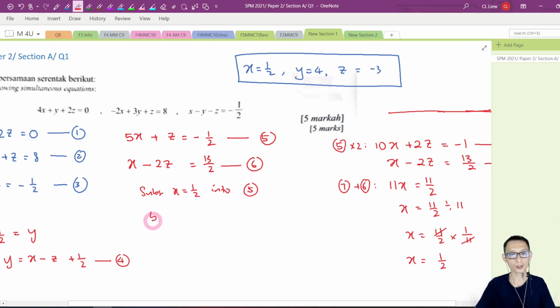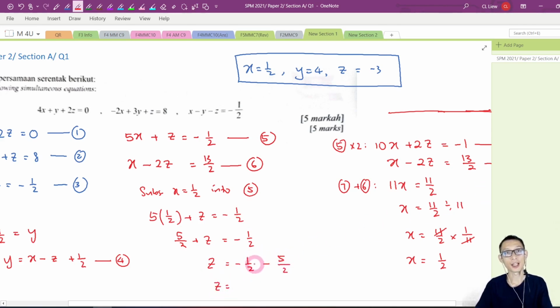So 5x plus z is equal to negative 1 over 2. So this is 5 over 2 plus z is equal to negative 1 over 2. So z is equal to negative 1 over 2 minus 5 over 2. Okay, this is negative 6 over 2 means that negative 3. Okay, correct our answer. So let's go to the last one.